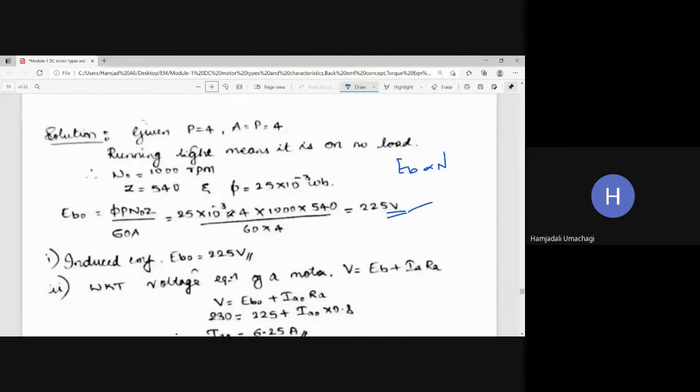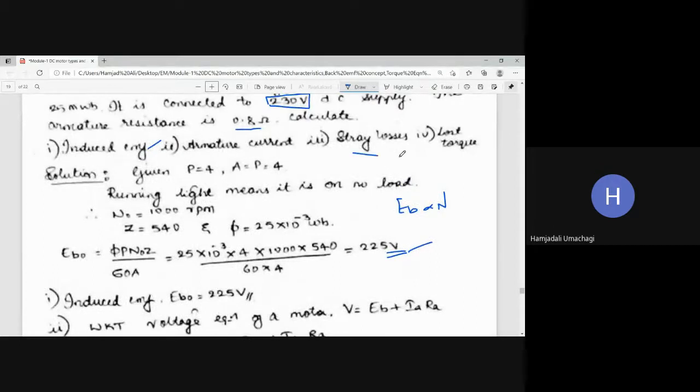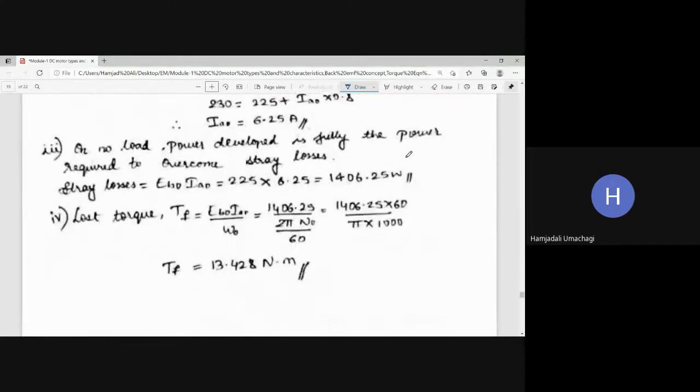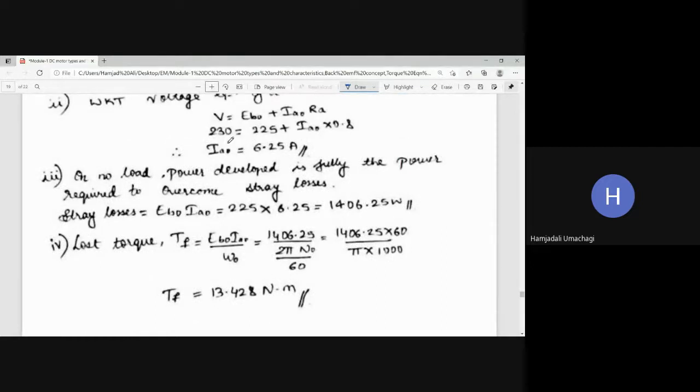Then the third parameter is to calculate the stray loss. On no load, the power developed is fully the power required to overcome the stray loss. If it is not connected to any load, then whatever power it is developing will be wasted just to overcome the stray loss. That is the meaning. Stray loss, like any loss, is measured in watts. Watt is a unit for power.